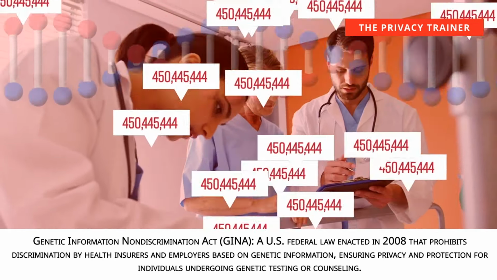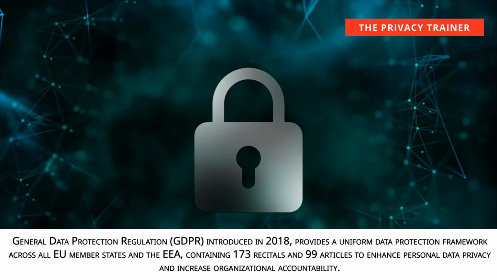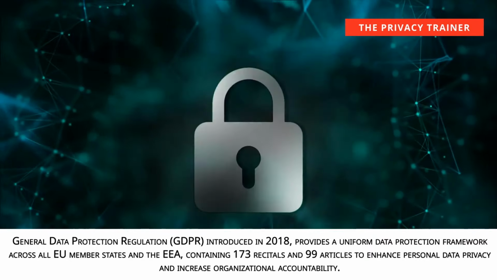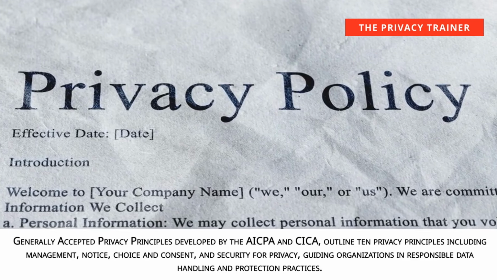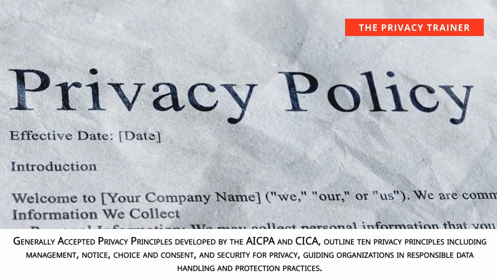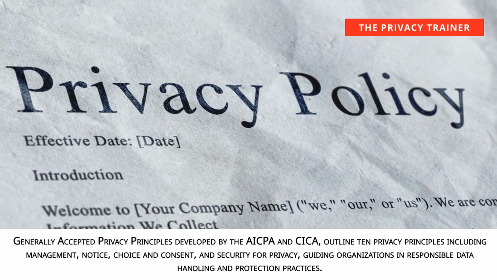General Data Protection Regulation, GDPR, introduced in 2018, provides a uniform data protection framework across all EU member states and the EEA, containing 173 recitals and 99 articles to enhance personal data privacy and increase organizational accountability. Generally accepted privacy principles developed by the AICPA and CICA outline 10 privacy principles including management, notice, choice and consent, and security for privacy, guiding organizations in responsible data handling and protection practices.